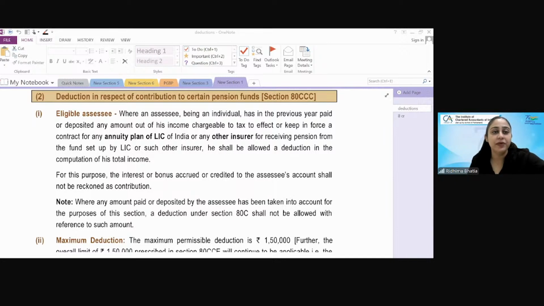So the next one which we'll be picking up now is your 80CCC. But before going to 80CCC, it's nothing very different from 80C, and I have not seen a question coming from it.